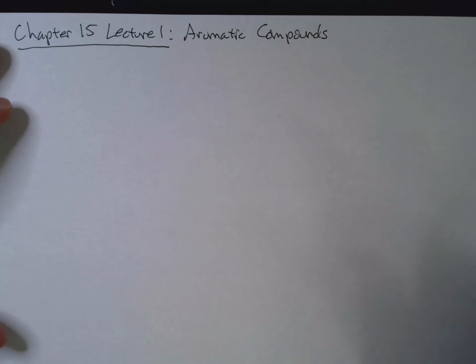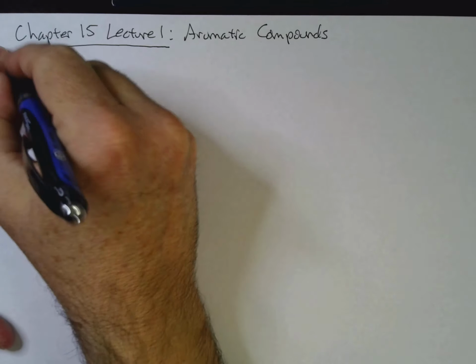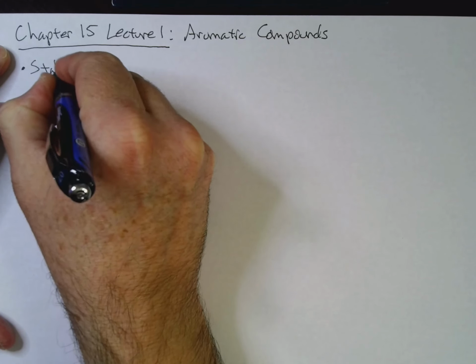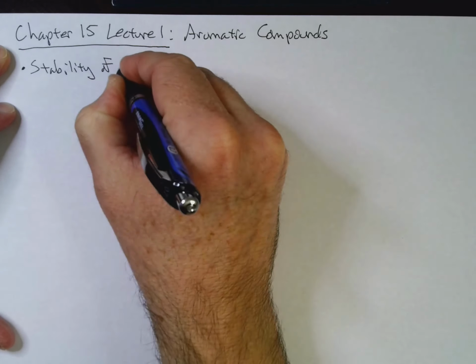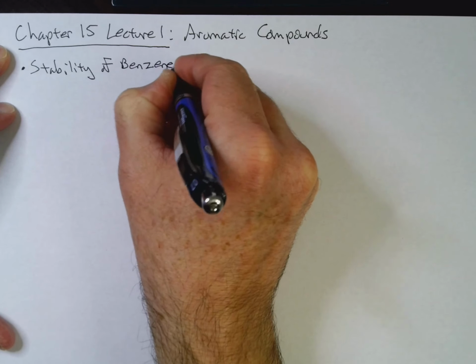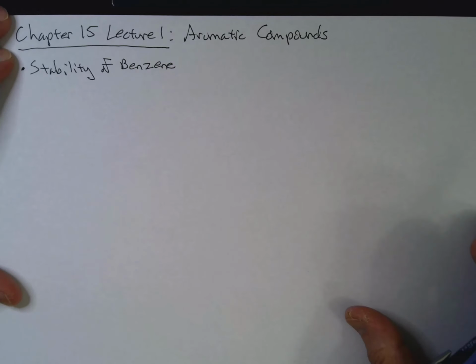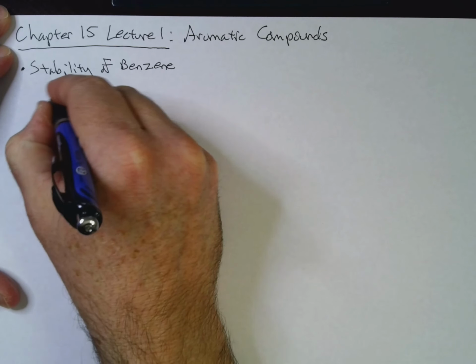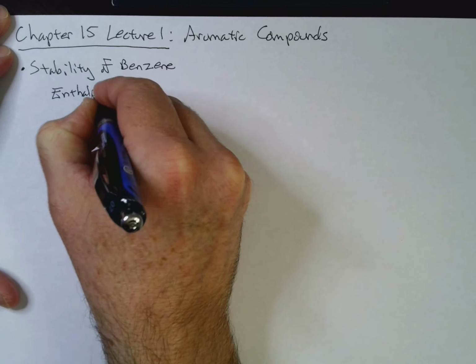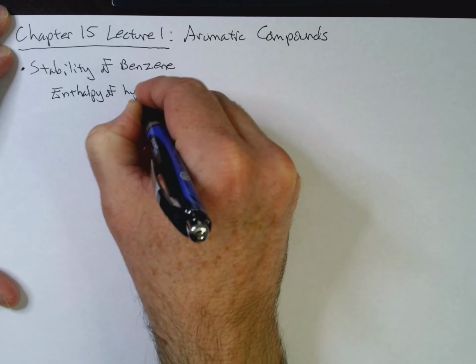Now, I want to start off by examining the stability of benzene. And we'll take a look at this, both the experimental evidence for the stability of benzene, and then also we'll look at the explanations for the stability of benzene. So let's take a look here first at enthalpy of hydration, or sorry, hydrogenation.